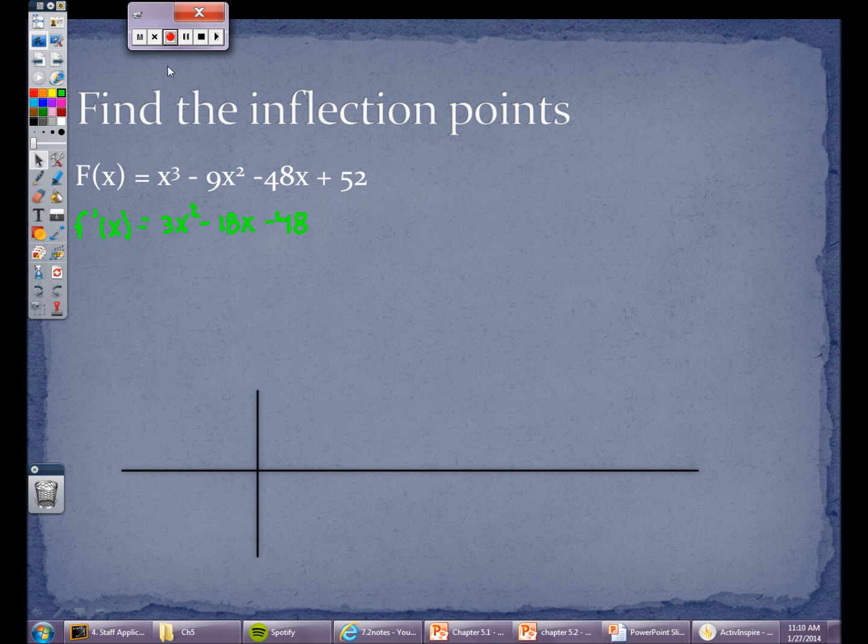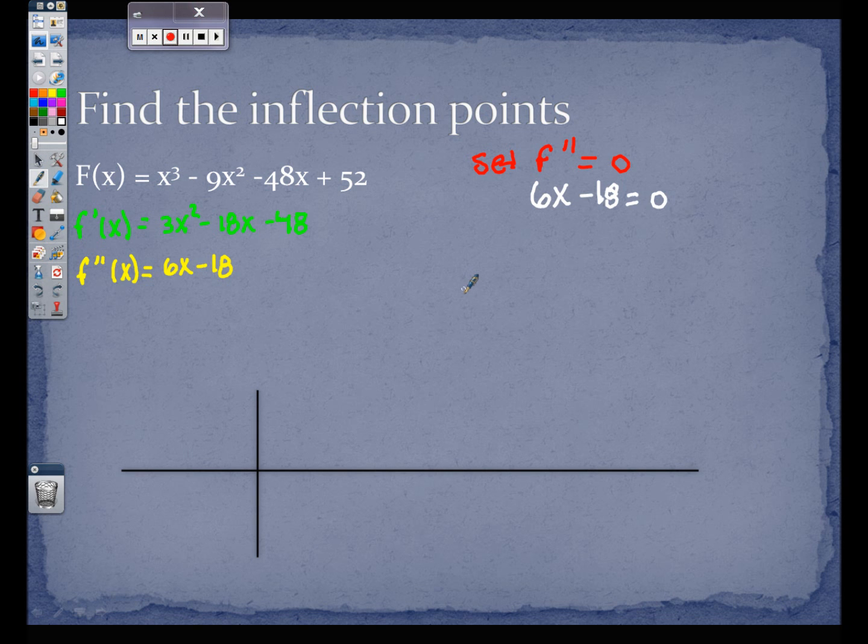Now I'm going to find the second derivative. So using the same shortcut, I get 6x minus 18. I now want to set f double prime equal to 0, so I can figure out where those inflection points may be. By setting 6x minus 18 equal to 0, I add 18 and divide by 6, 18 over 6, which equals 3. That is the location of my inflection point. And let me graph that.